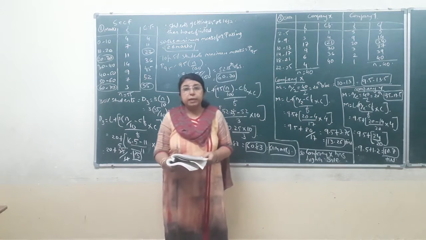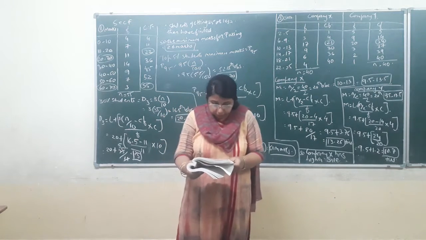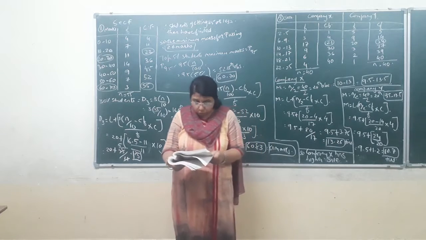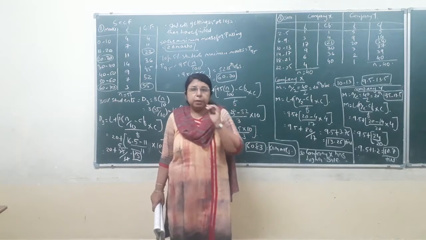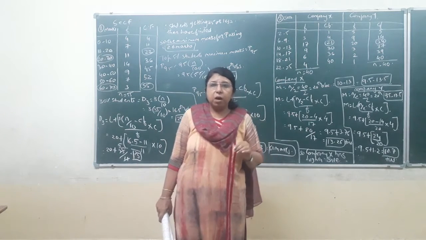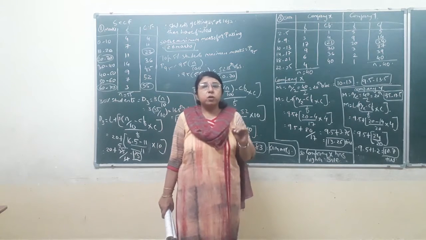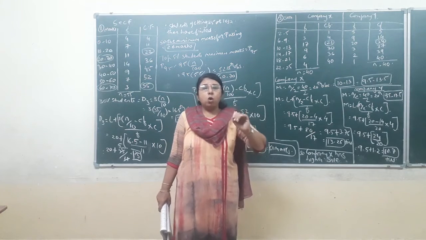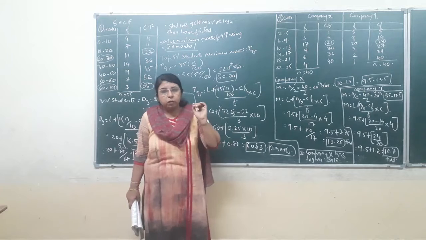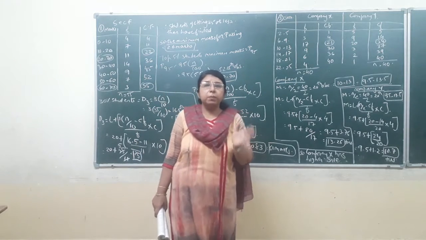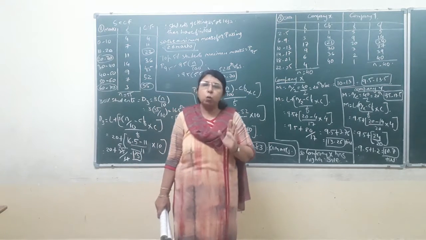Now two questions are there at the end of the table. That is, if 30% students failed in the examination, what are the passing marks? It means we have to find the passing marks. If 30% students are failing, then what is the marks for the failing students and what is the minimum marks for passing? That we have to find out.